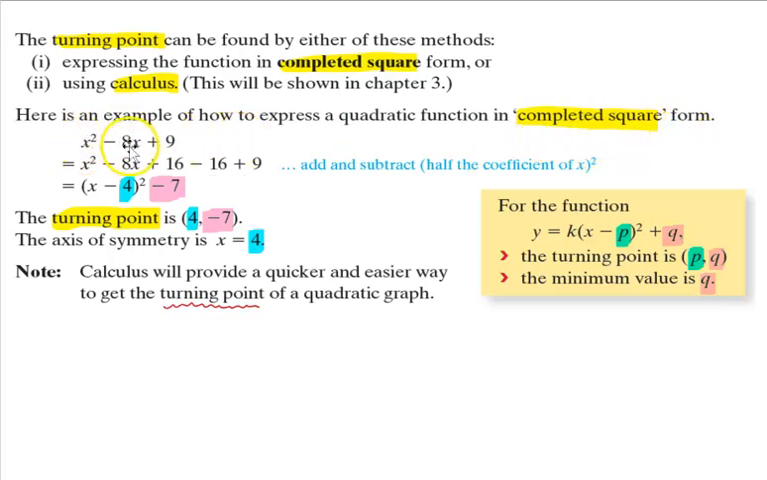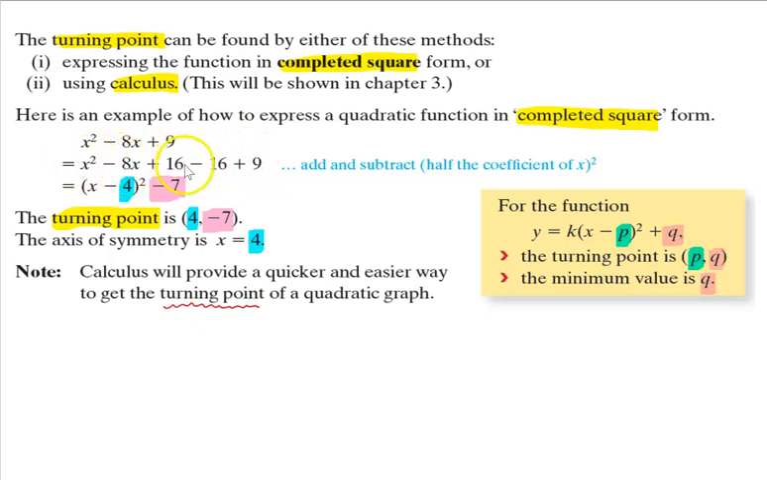So if we have x squared minus 8x plus 9, here's our quadratic function. We're going to add and subtract half the coefficient of x, squared. Half the coefficient of x is minus 4, because half of minus 8 is minus 4. And minus 4 squared gives us 16. So we add 16 and we subtract 16. Notice that the positive and negative 16 come after the minus 8x. And then the plus 9 is brought down at the end. This is important.